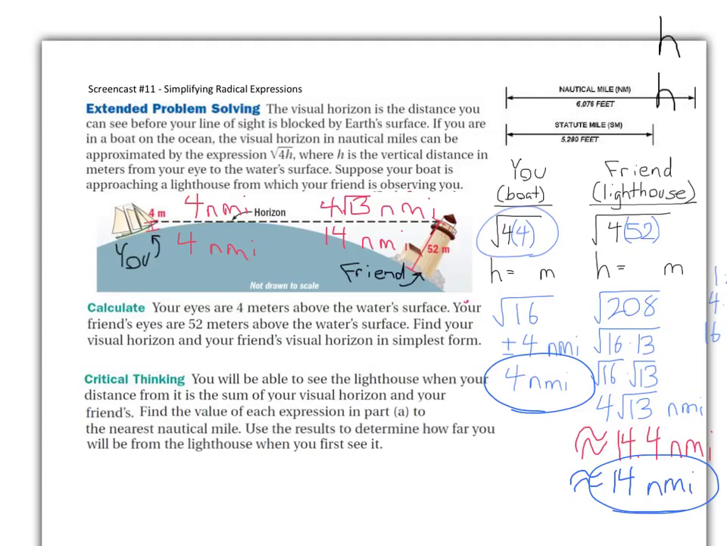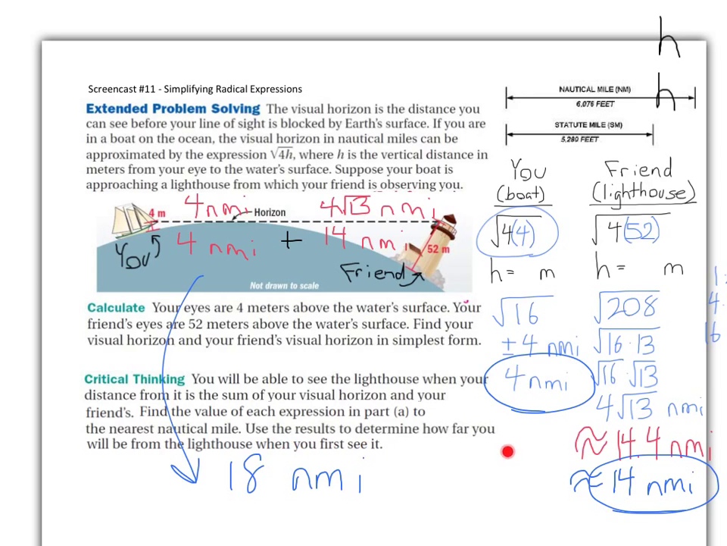How do we find out what it's asking? In other words, the distance we will be able to see the lighthouse? Well, we have to find the sum of your visual horizon and your friend's. In other words, we have to take 4 nautical miles and 14 nautical miles and add them together, because it says sum. Remember, sum means the answer in an addition problem. All right, so we're pretty much done with this. 4 nautical miles plus 14 nautical miles. Very easy to calculate. That's right. 18 nautical miles. Nice job. We just answered the question.